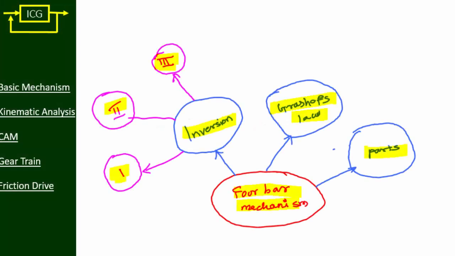In this lecture, we are going to discuss the 4-bar mechanism. We will start with the parts of the 4-bar mechanism, Grashof's law and inversion of the 4-bar mechanism. There are 3 inversions in the 4-bar mechanism, namely inversion 1, inversion 2 and inversion 3. Let us see the concepts one by one.